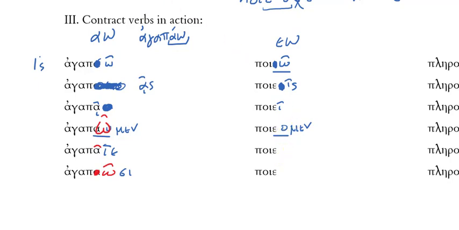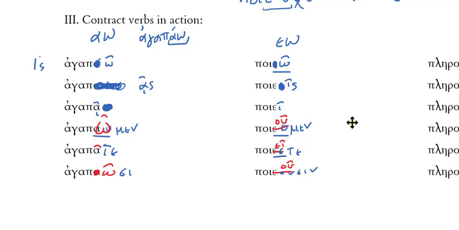What's the epsilon omicron going to do? That's going to become u. Okay, so we'll scratch that out and we'll put a u here. Poioumen. Poie plus te for second plural. What's epsilon going to become? It's going to become epsilon iota, right? Poieite. And then finally, poie plus ousin. What's that going to become? The epsilon omicron become u, and the upsilon falls out, right? So I get poiousin. They do or make.